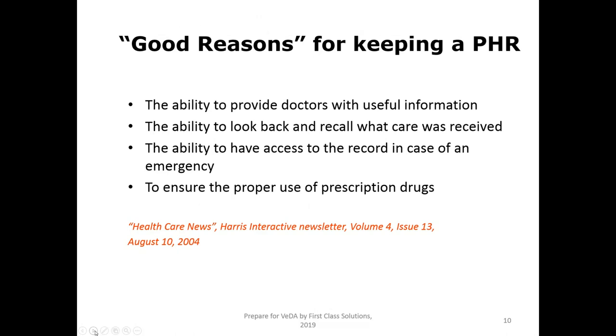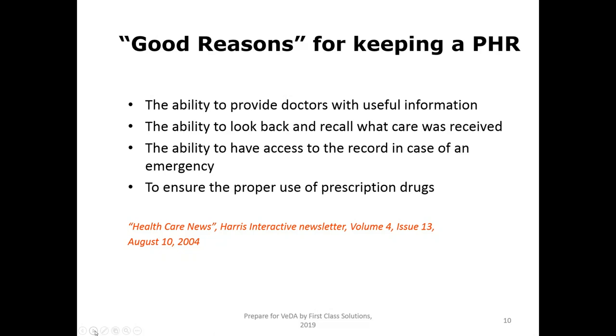There are four good reasons for keeping a PHR. The first is the ability to provide your doctors with useful information in a timely fashion. The second, the ability to look back and recall what care was received. You know, oftentimes when we've had some care, we remember it very clearly for the first few weeks, but then it drifts away. The third, the ability to have access to the record in case of an emergency.